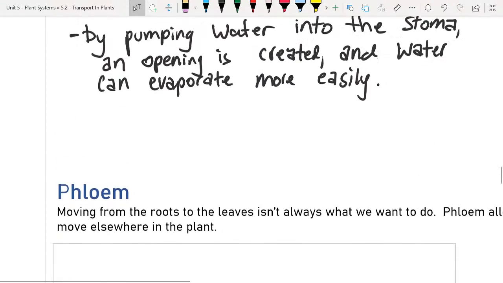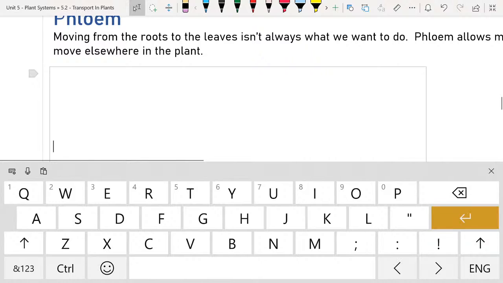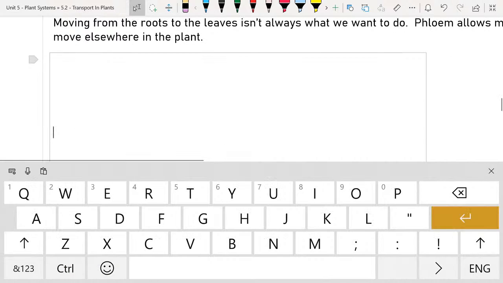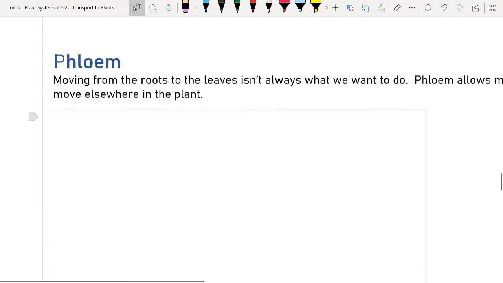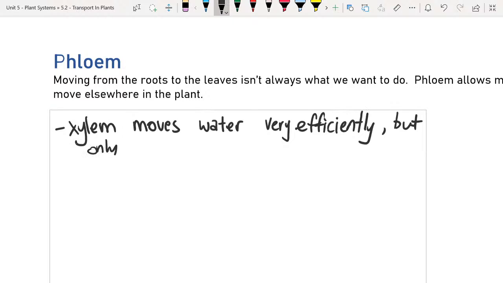So, that's xylem. Now, xylem is very efficient. So xylem moves water very efficiently, but only in one direction.